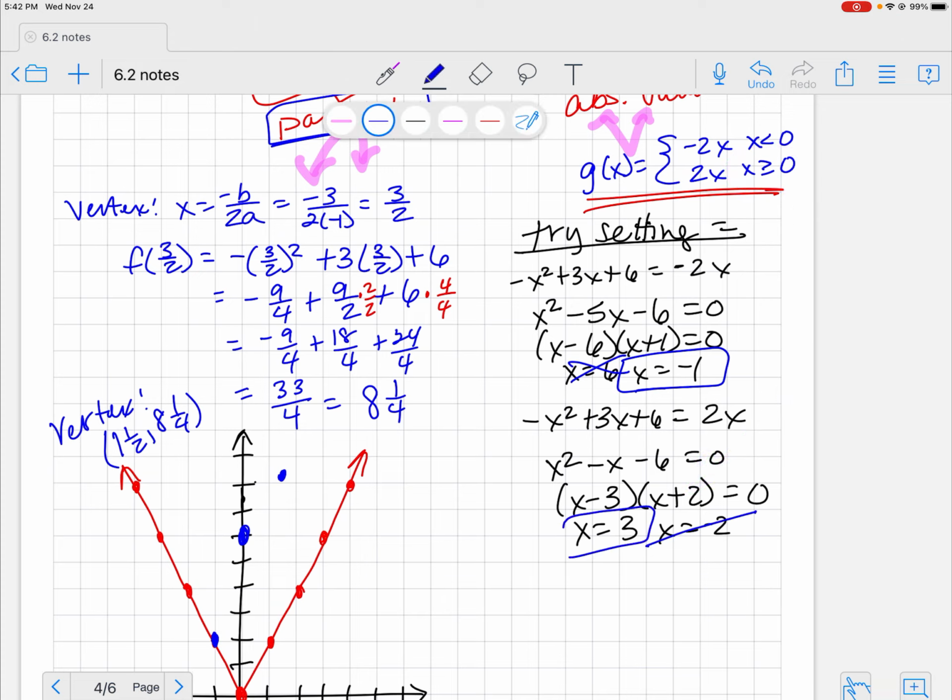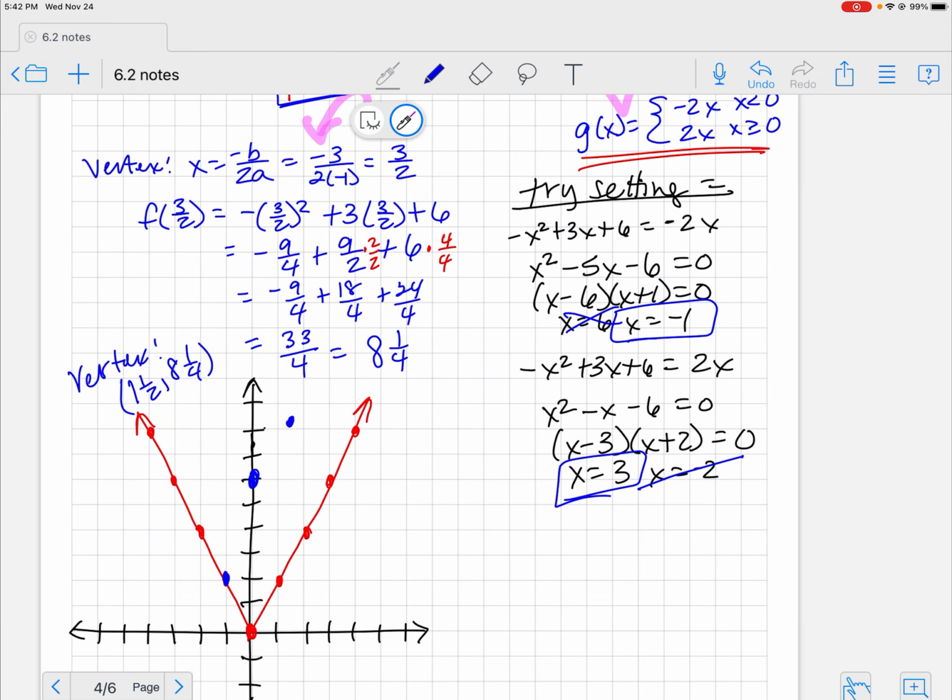So this is not going to work. I only have the 3. So at 3 over here, 1, 2, 3, where this hits at 3, that's where those two intersect. Right? That's part of having that piecewise function. You look back and say, what are my parameters? How is this going to work? And then you get those values.